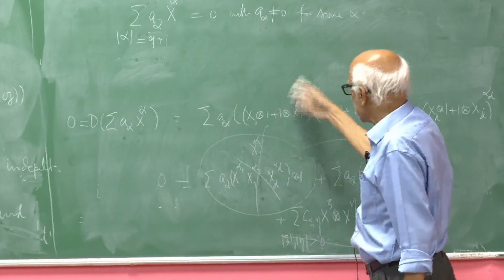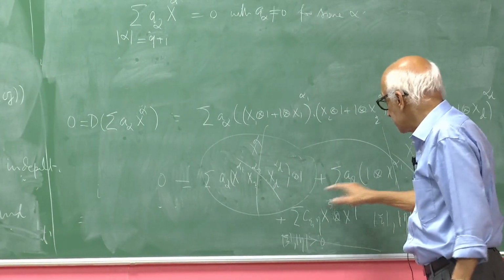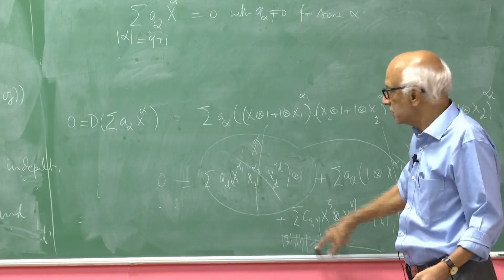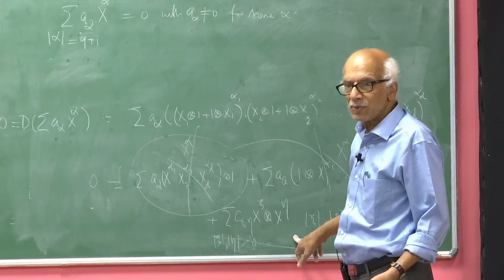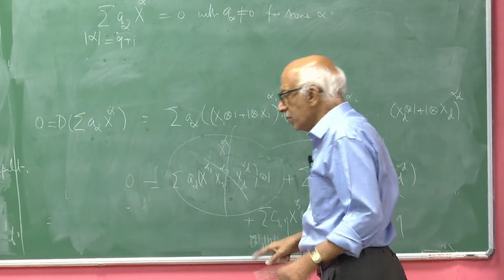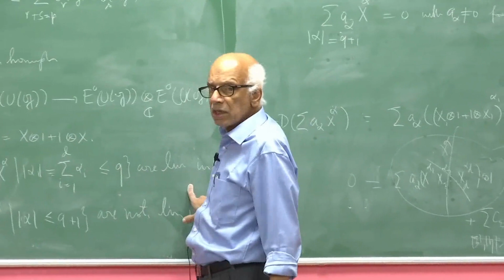See, 0 is this, that is equal to this, and I expanded it. I get all these two terms are 0, and then I get a linear combination of this. You have to conclude that some c psi eta is not 0, and that is because some a alpha is not 0. Because of that, you find that some c psi eta is not going to be 0. So that means these are the basis. So you find that this is equal to 0, but by the induction hypothesis, mod alpha less than or equal to q are linearly independent.